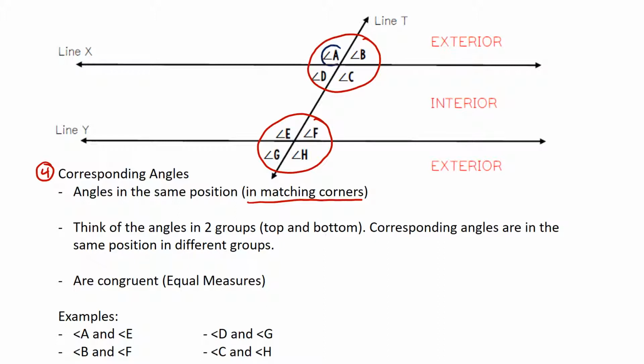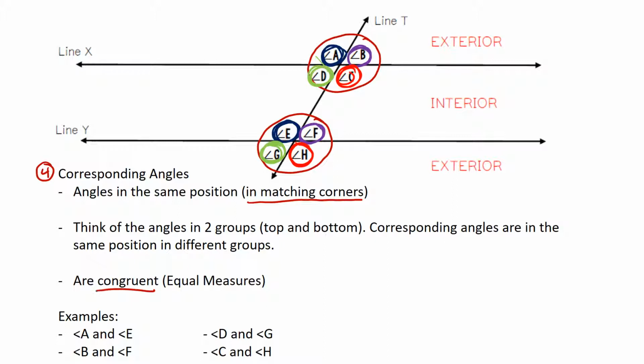So for example, that would be angle A, that's in the top corner, and angle E in the top corner. Angle B would be matched up with angle F. Angle D would be matched up with angle G. And angle C would be matched up with angle H. Each one has a pair.